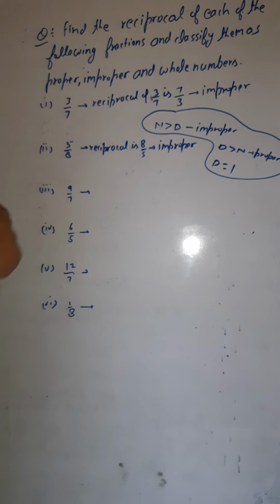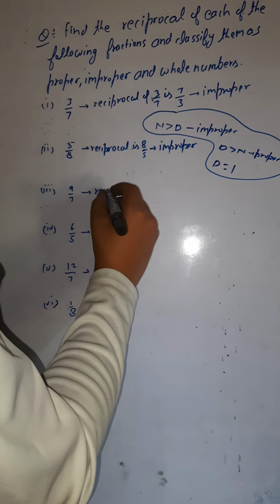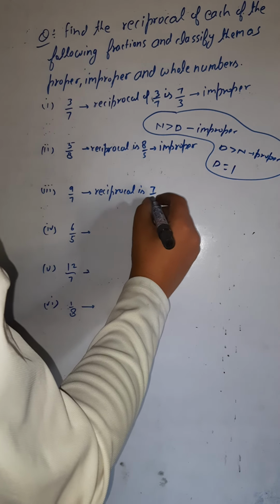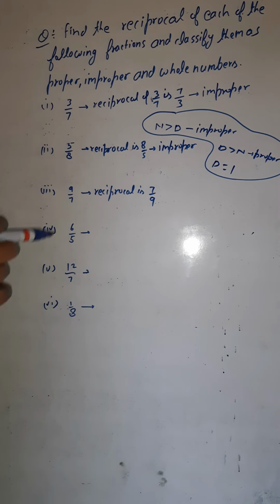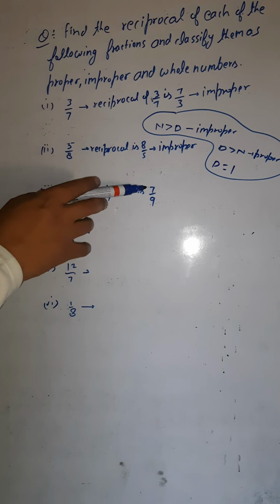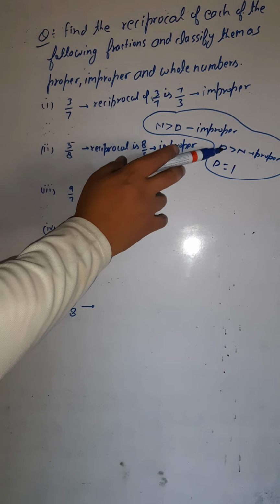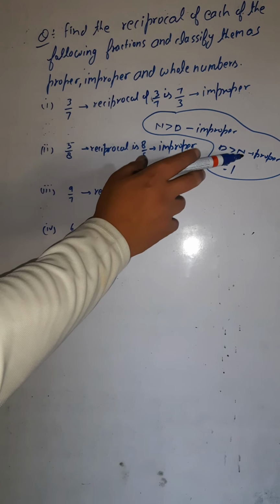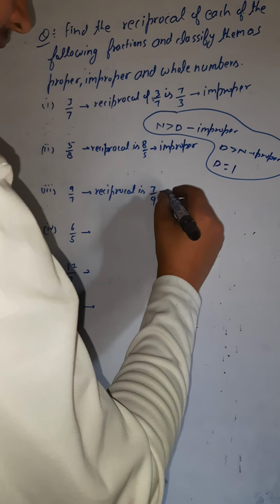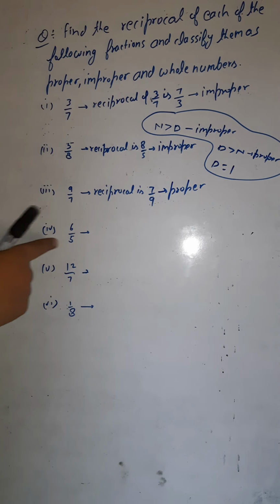Next one, 9 by 7. What would be the reciprocal of 9 by 7? Reciprocal is 7 by 9. Means you have to reverse. Now here you see the denominator is greater than the numerator. 9 is greater than 7, means the down one is greater than the up one. So you would call such a fraction a proper fraction. So this is a proper fraction.